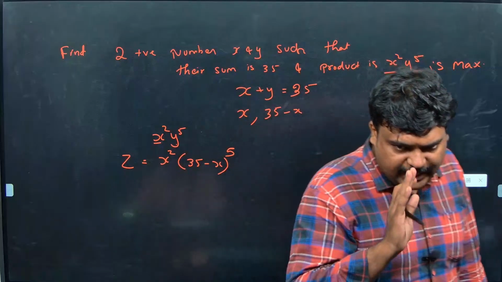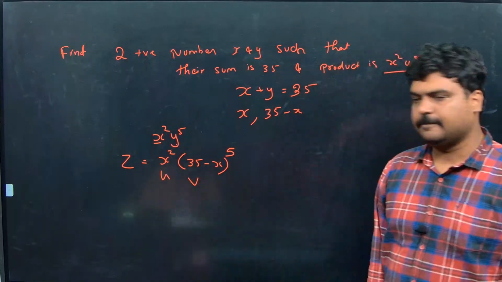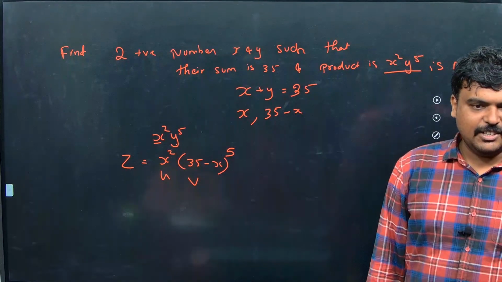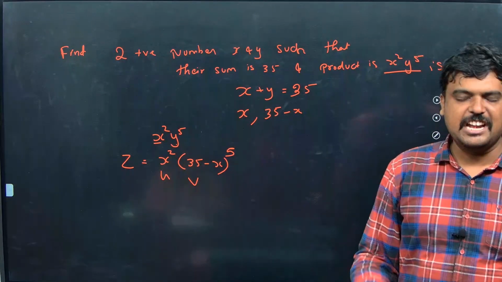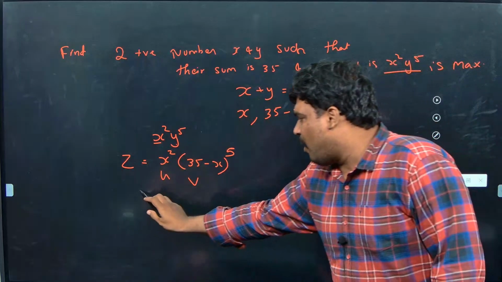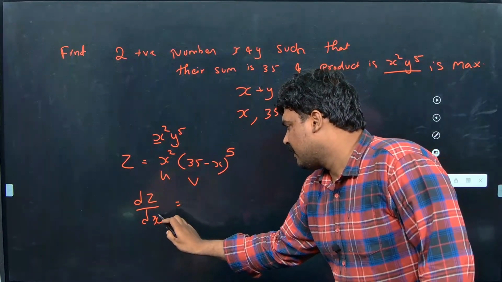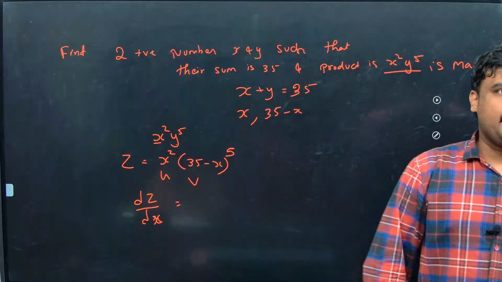Can you able to differentiate it? How to differentiate? This is u, this is v. கரெக்டா? எத்தனை பேர் அப்படி இல்லாம போட்ட? தெரியுதே என்னடா இன்னும் டிஃபரன்ஷியேஷன்ல தப்பு. ஐயோ சொல்லு. What is dz by dx? Come on, find it. Find it, guys, find it.